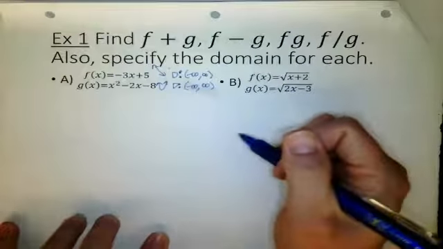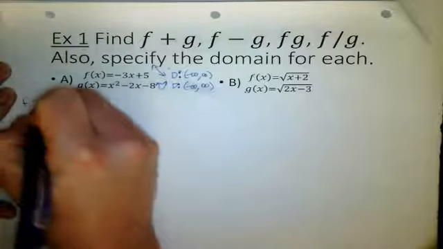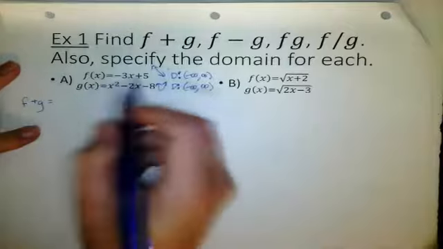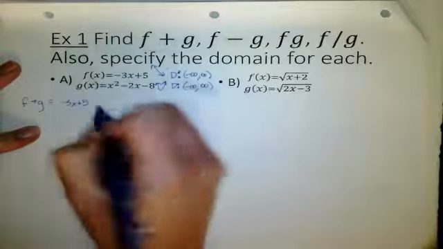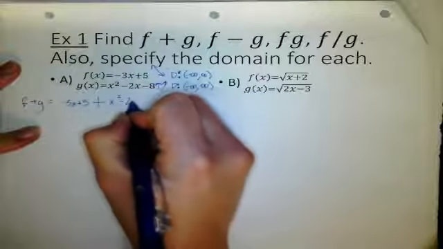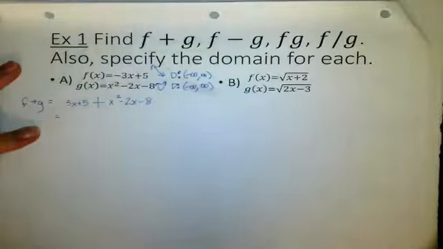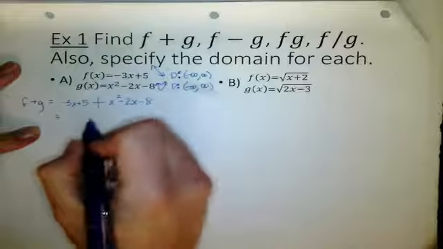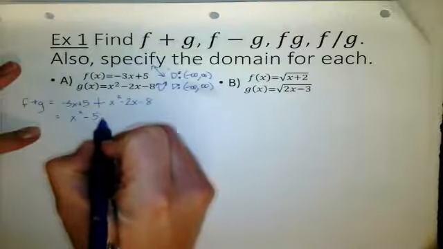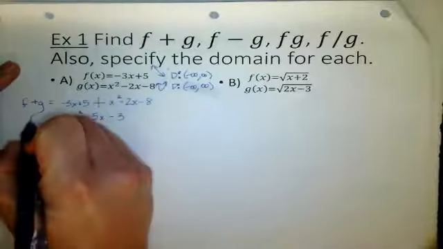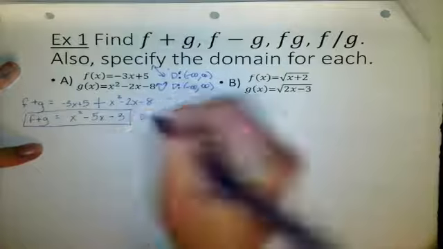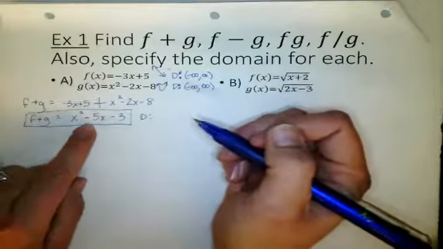When the domains match, that's very, very helpful for us. We want to find f plus g, and it's literally just taking our f of x function, negative 3x plus 5, and adding the g of x function, x squared minus 2x minus 8. And so we get what? x squared minus 5x minus 3. And there's your f plus g in terms of x function. And if you look at the shape of that resulting function, what's its domain?